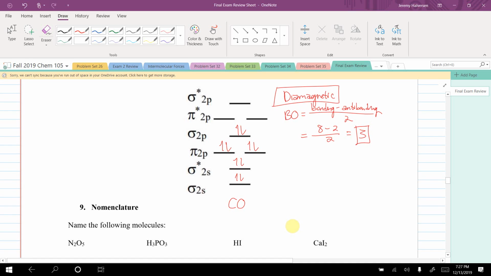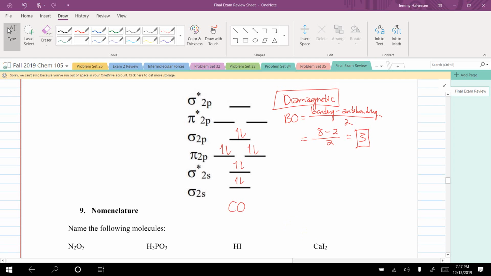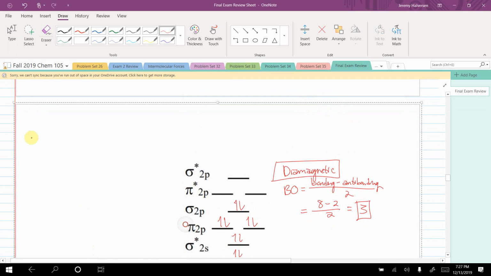Good? I remember there being a lot of questions about which theory is best for what kind of thing. Let's talk about it. Good question. So what are the 2 theories we've got? Valence bond and molecular orbital. These are just bonding theories.